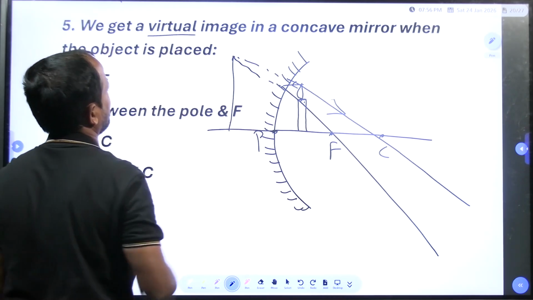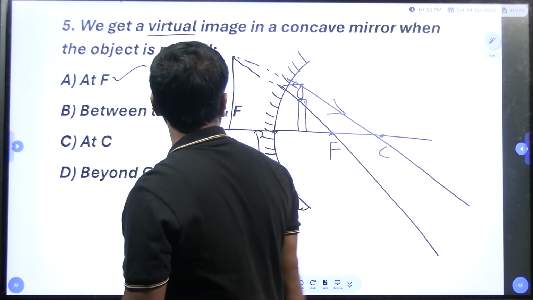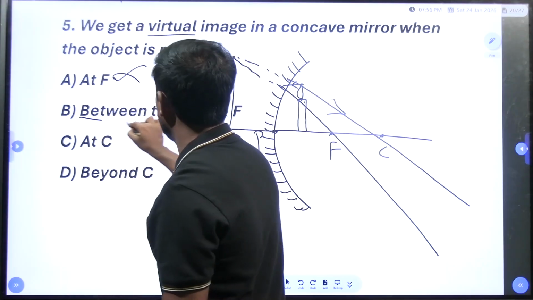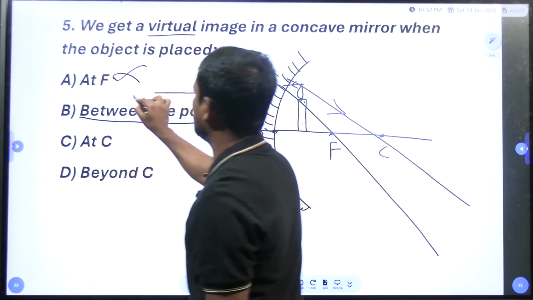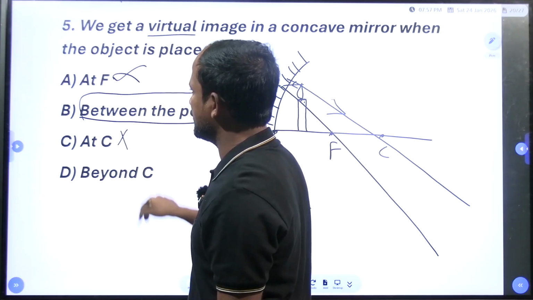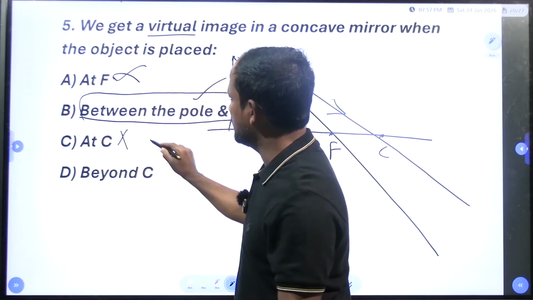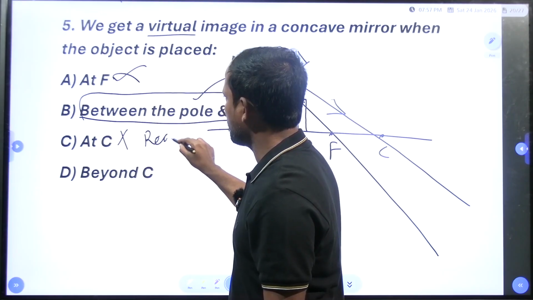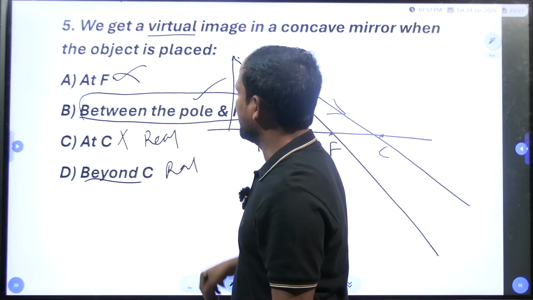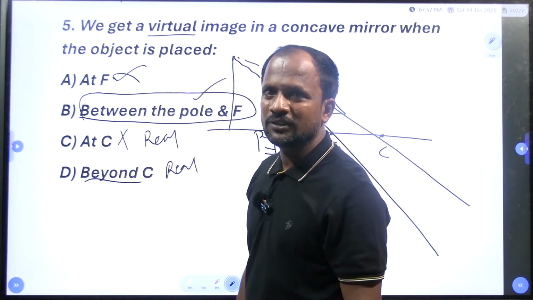Here what is asked? Virtual. Okay na? At focus is the first option, at focus is wrong. Between pole and focus is the correct answer. On C, same size, and it's a real image. Beyond C is also real.